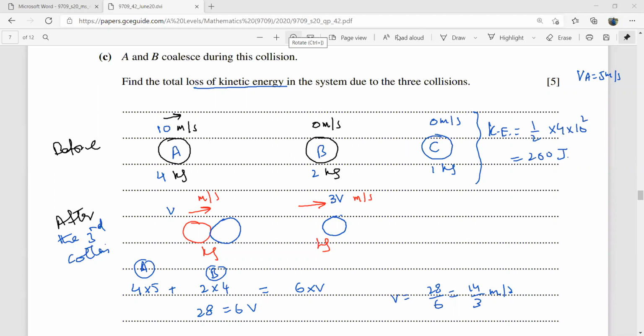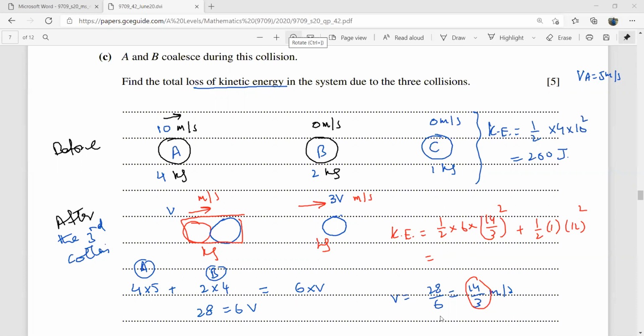And after all these three collisions, what do we have with us? The total kinetic energy of the system is going to be, now this is a block of mass 6 kg and it is moving at a speed of this, okay? This is half into 6 into 14 over 3 whole square. And then this C is also moving. What is the speed of C? Was it 12? That is 12. Okay. So that is going to be half into 1 into 12 whole square. Now please use your calculators and tell me what is this and keep it in exact form.